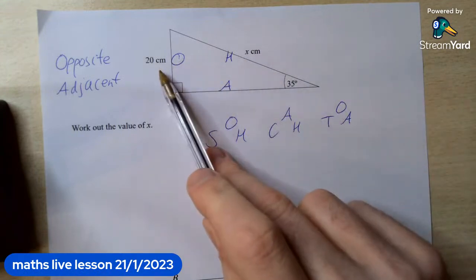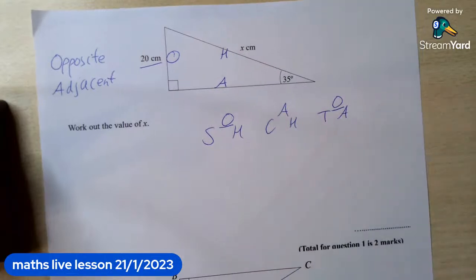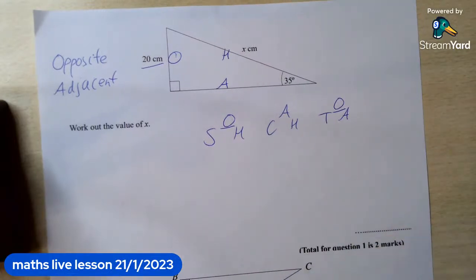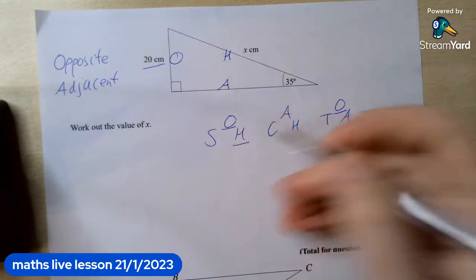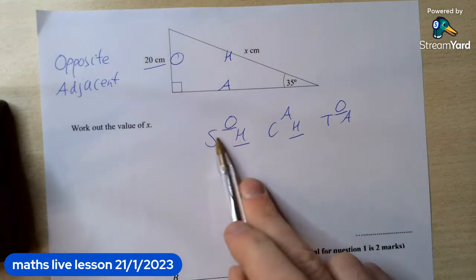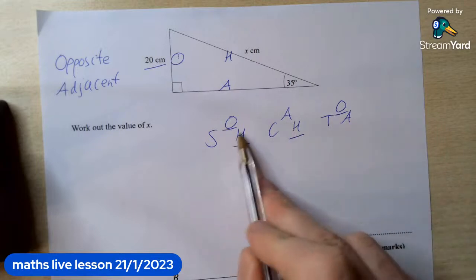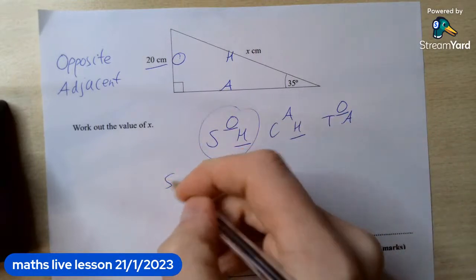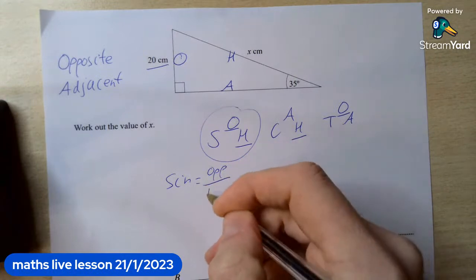We are given the opposite side, which is 20. So we're going to underline the O's because we're given those. And then what side do we want to find? We want to find the hypotenuse, so we're going to underline the H's. Because this part here has two things underlined, these are three separate things. We're going to use this one here, which is sine equals the opposite side divided by the hypotenuse.